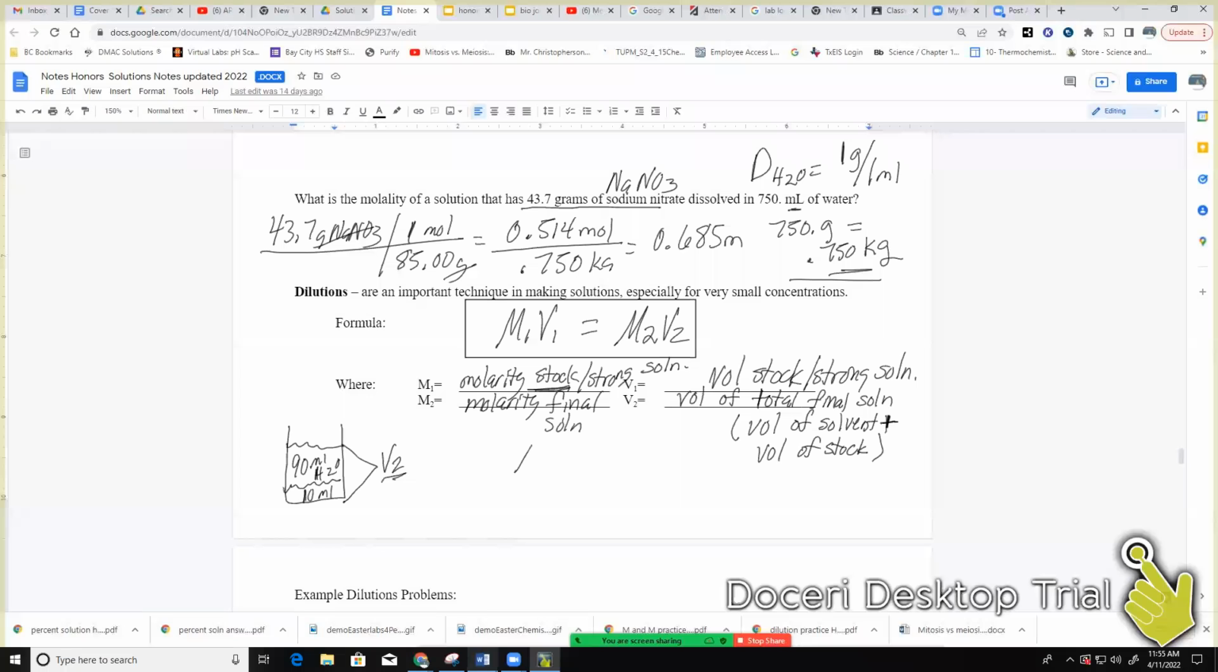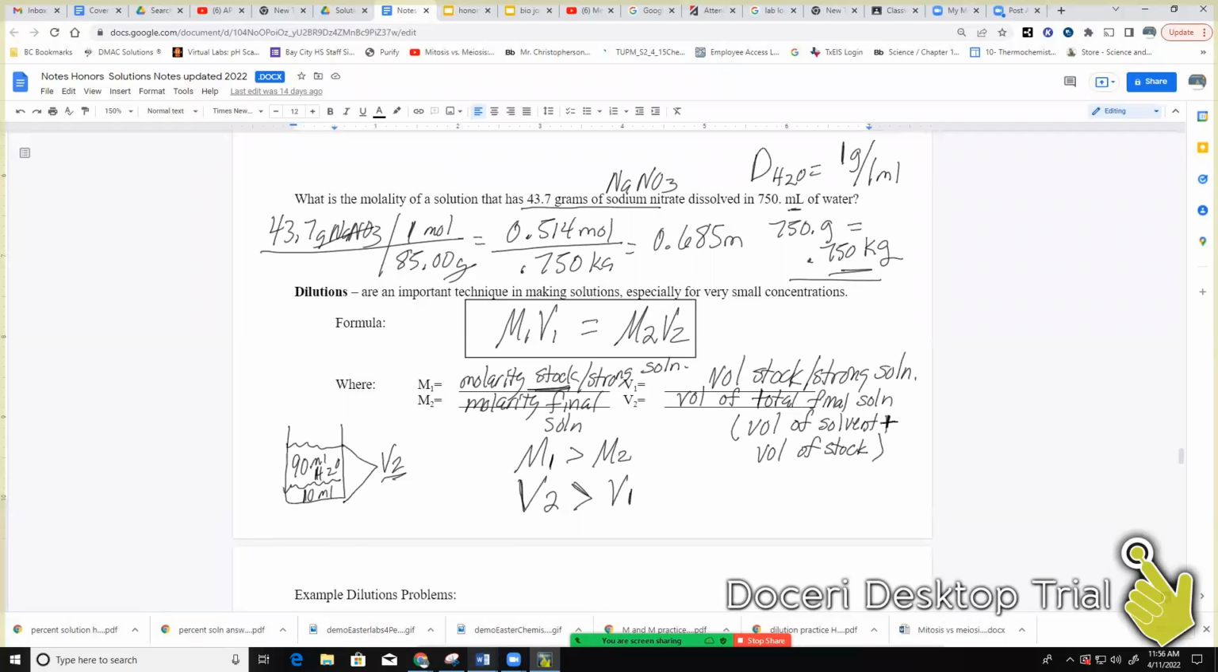To help you out a little bit, M1 is always greater than M2. M1, your stock solution, is always going to have the higher molarity. And then your volumes are opposite. V2 is always greater than V1, because what you're trying to do is take a small amount of something very concentrated and get a large amount of something weaker, usually done for monetary reasons.